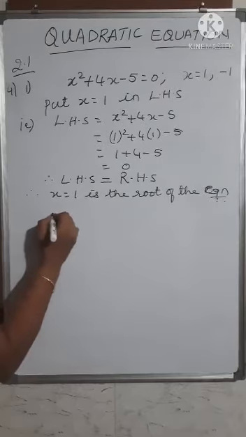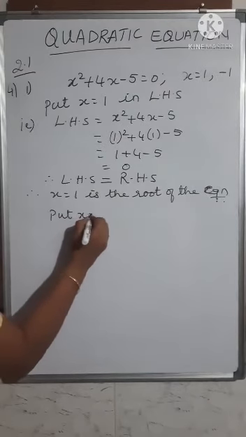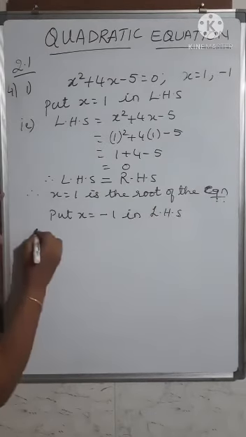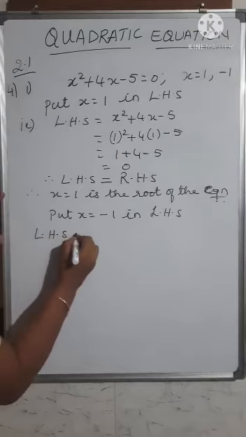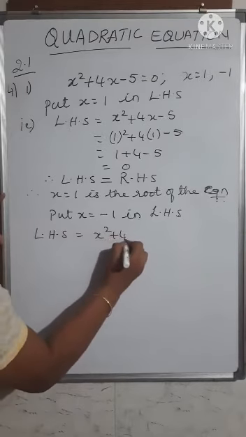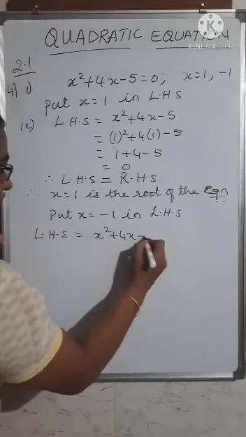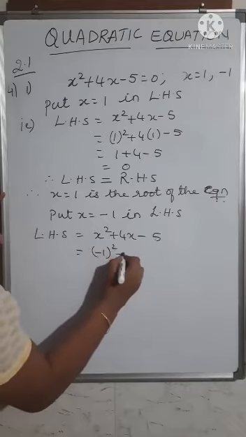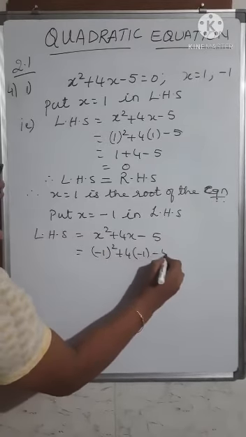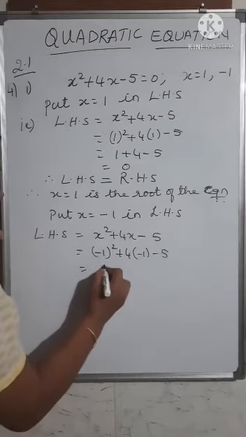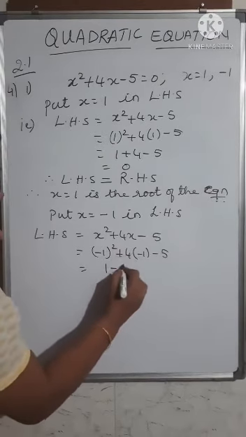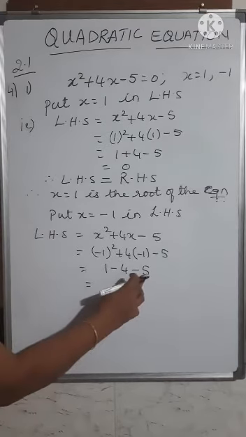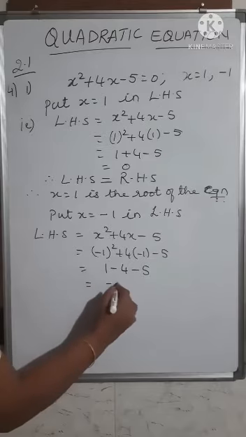For that, you have to put the value of x is equal to minus 1 in LHS. So again write what the LHS is: x square plus 4x minus 5. When you substitute the value, what do you get? Minus 1 square plus 4 into minus 1 minus 5. Minus 1 square will become 1, plus into minus is minus 4, minus 5. Here minus 4 minus 5 is minus 9, minus 9 plus 1 is minus 8.